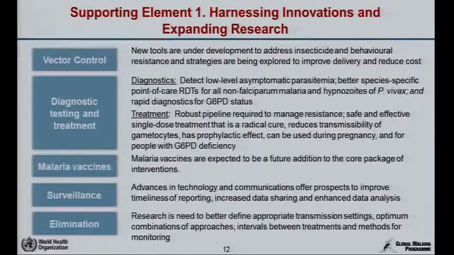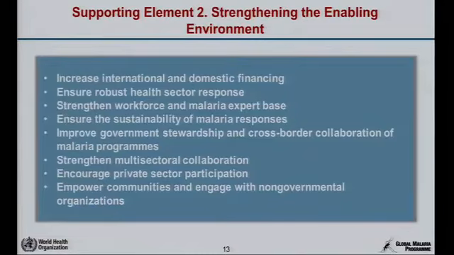Advances in technology and communications offer prospect to improve timeliness of reporting, increased data sharing, and enhanced data analysis as part of our surveillance innovation. And in the elimination space, appropriate transmission, improved mechanisms, tools to define transmission settings, optimum combination of approaches, intervals between treatments, and methods for monitoring.